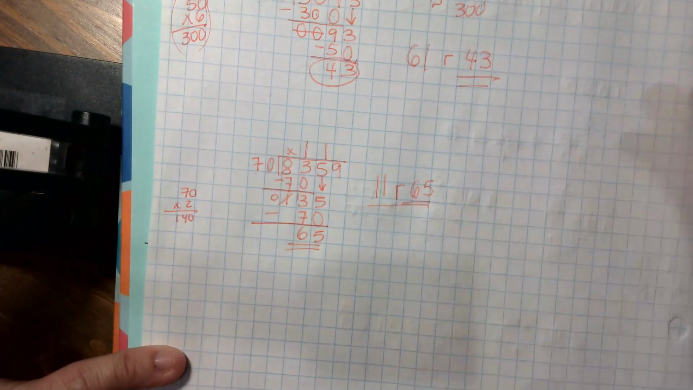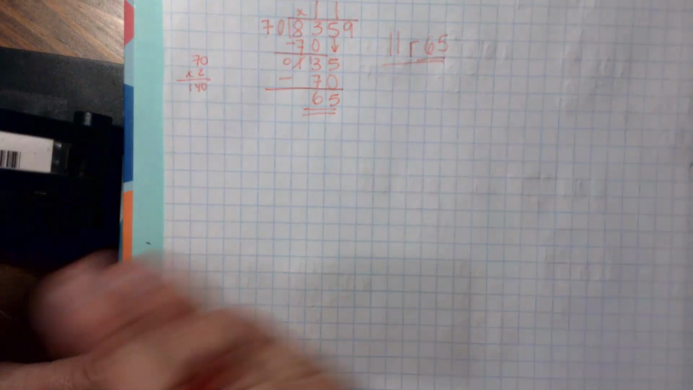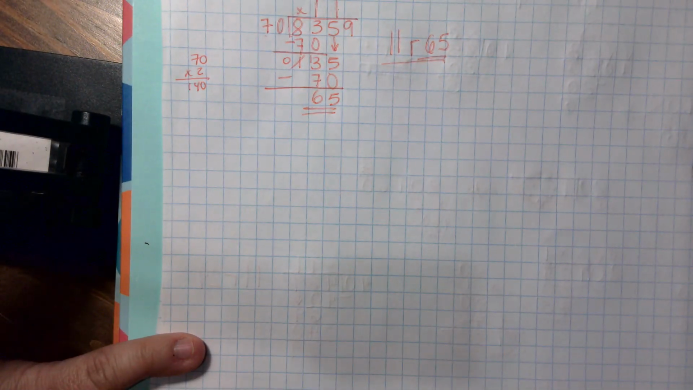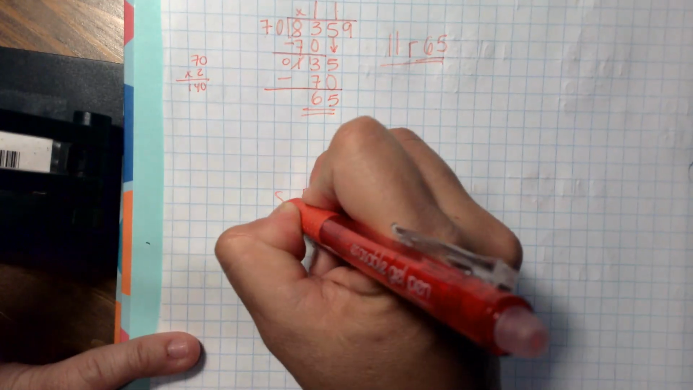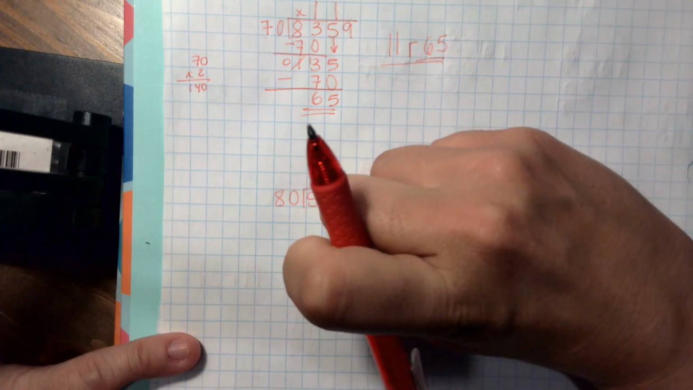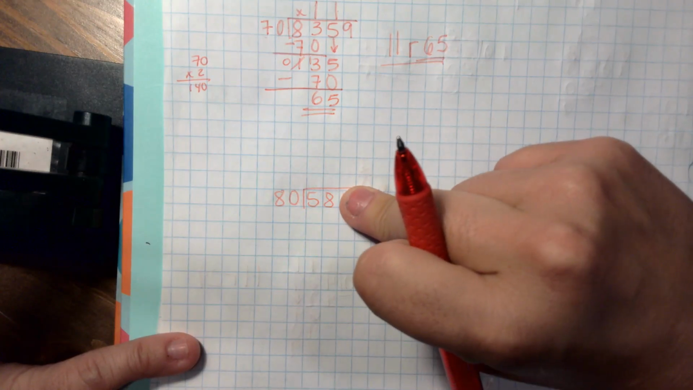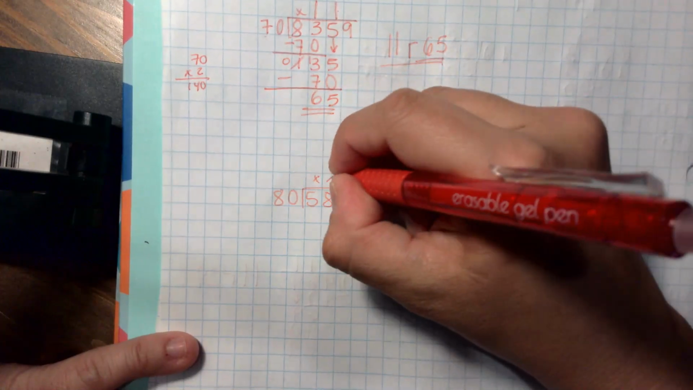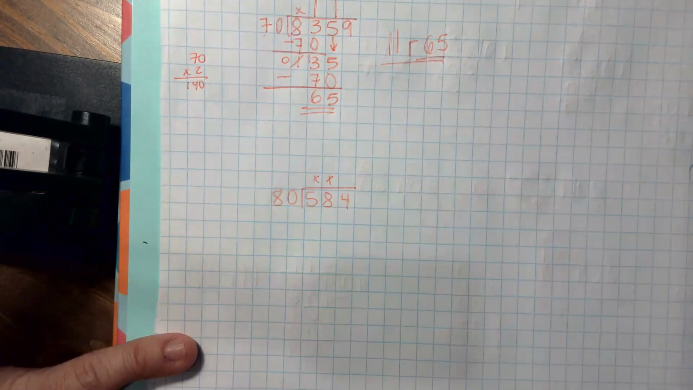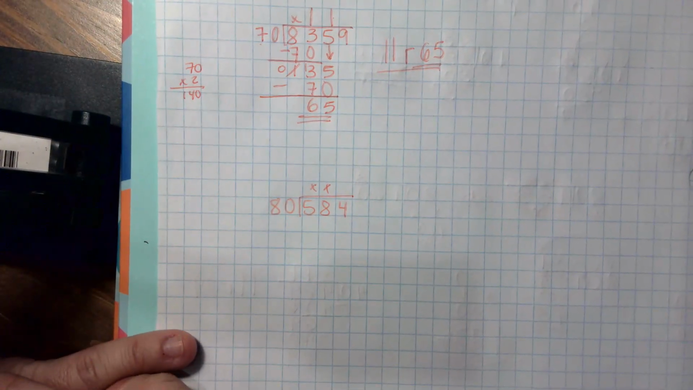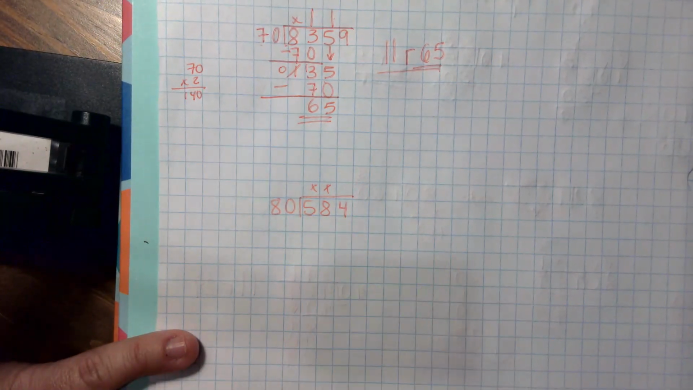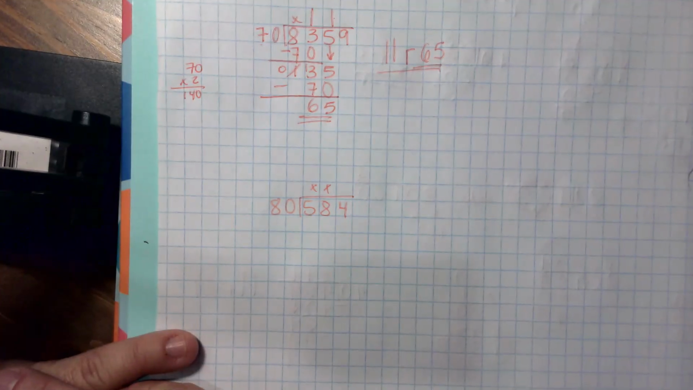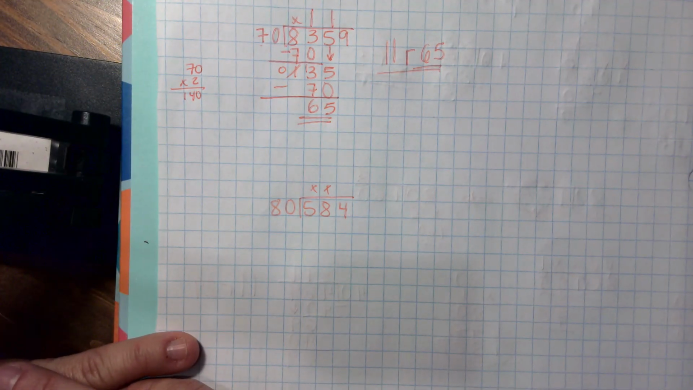And then one more. Let's see. 584 divided by 80. Can I fit 80 into 5? No. What about into the 58? No. I'm going to have to grab the whole 584. But 580 is not like a multiple of 80. So I have to make an approach, right?